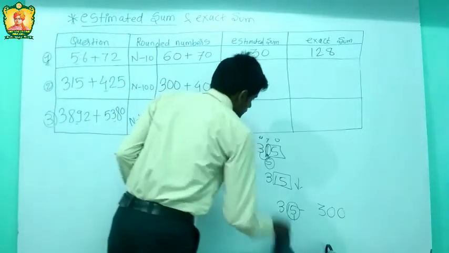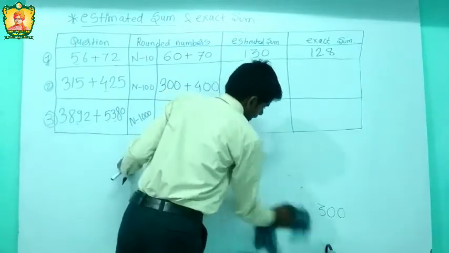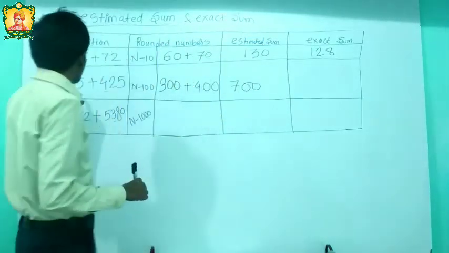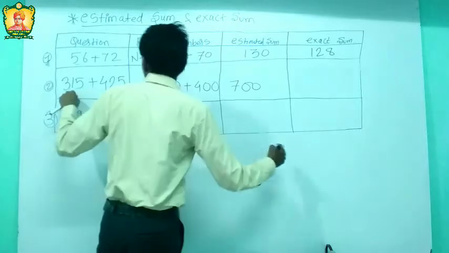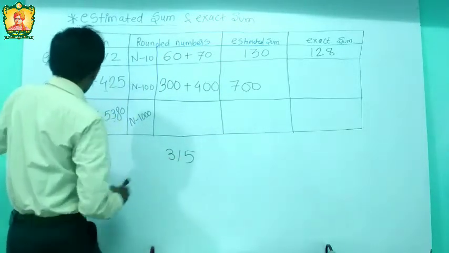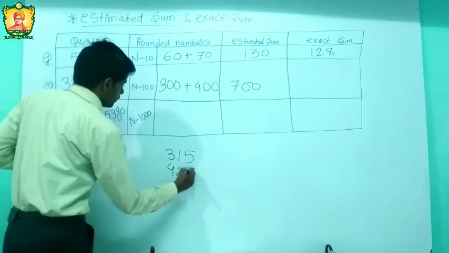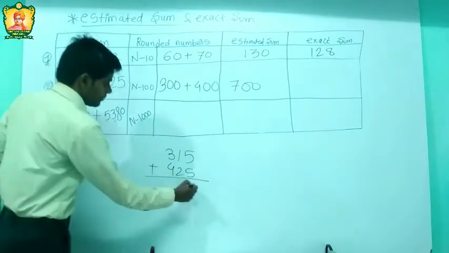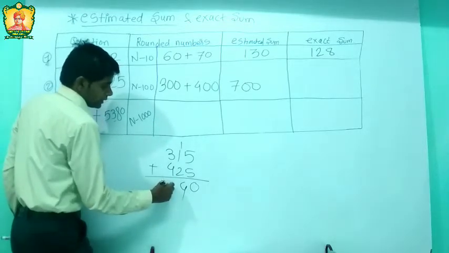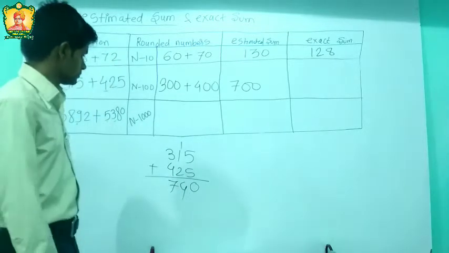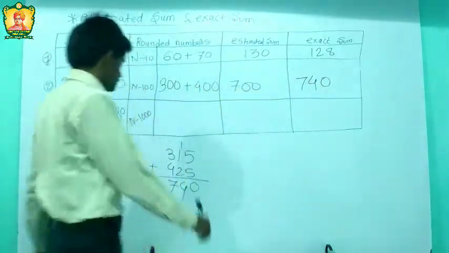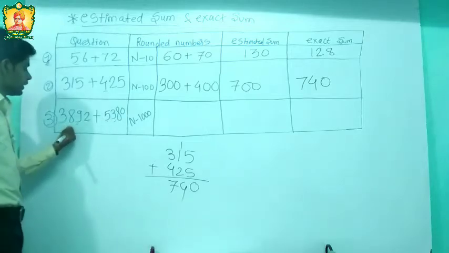Estimated sum कितना होगा? 700 होगा. But exact sum is not a 700 or maybe 700, whatever. So just check it out. If you want to find out exact sum, take the numbers as it is. 425. Okay, now add 5 plus 5 gives us 0, 1. Here is 4. Here is 7. Okay, this is 740.